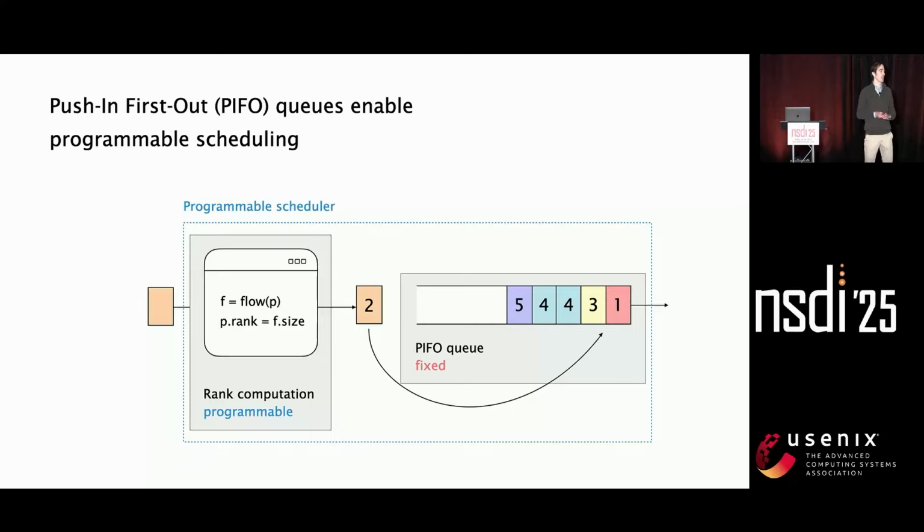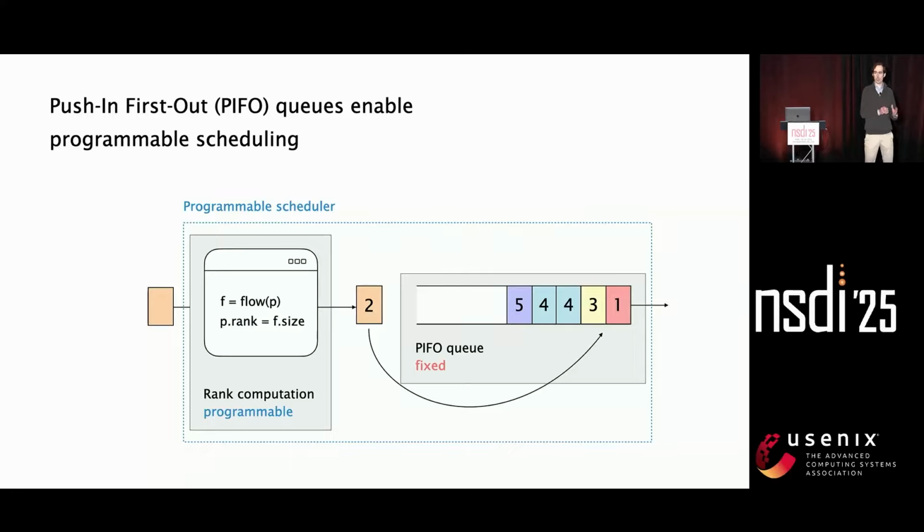PIFO queues have been recently proposed as such an abstraction with the idea that most scheduling algorithms can be decomposed in two parts. A rank computation part that defines a priority, a rank to each packet, defining the priority with which the packet should be sent, and a PIFO queue that pushes packets into arbitrary positions in the queue while only draining packets from the head, so being able to effectively sort packets at line rate based on their ranks.